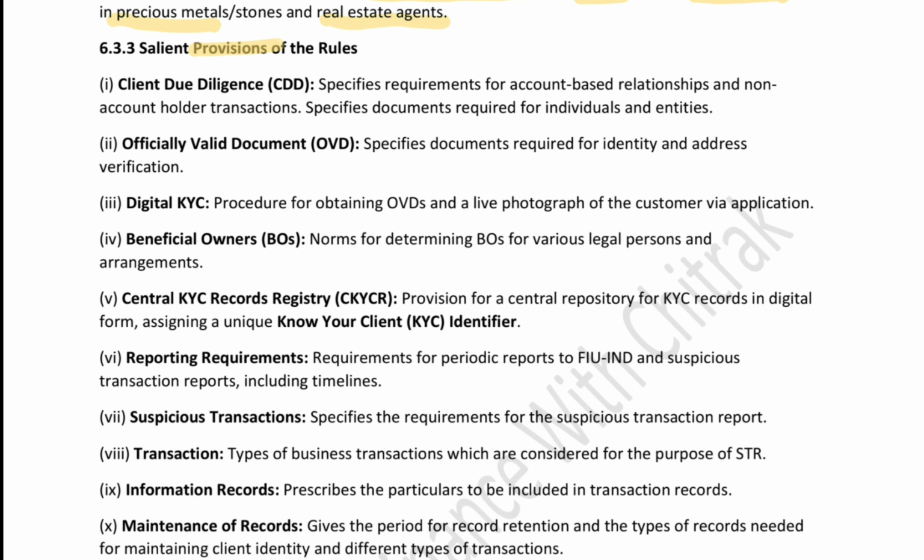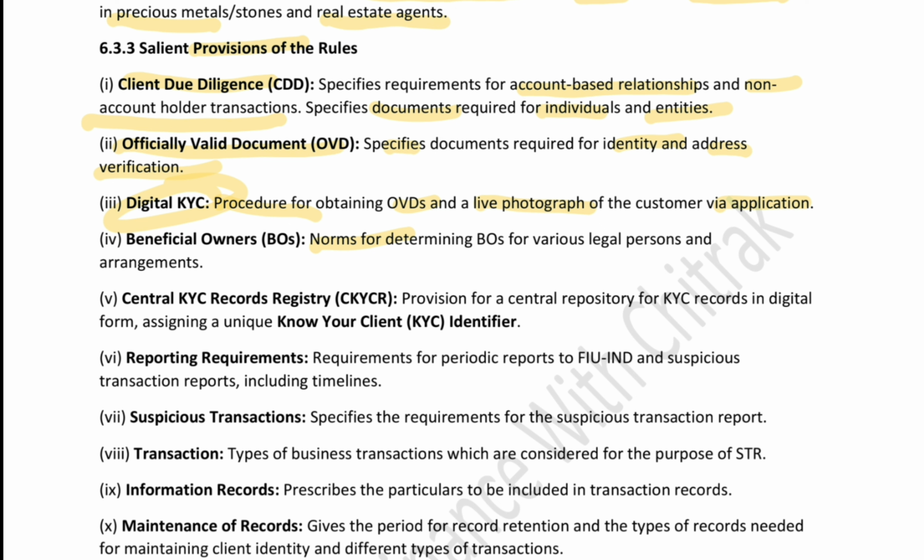Next, we have the provisions of the Prevention of Money Laundering Rules. So the client due diligence required for account based relationships and non-account holder transactions is specified. Also, the documents required for any individual and all different types of entities are also specified. Next, it also specifies the officially valid documents required for identity and address verification. The procedures for obtaining officially valid documents and a live photograph of a customer via application are also mentioned. It is the process of digital KYC.